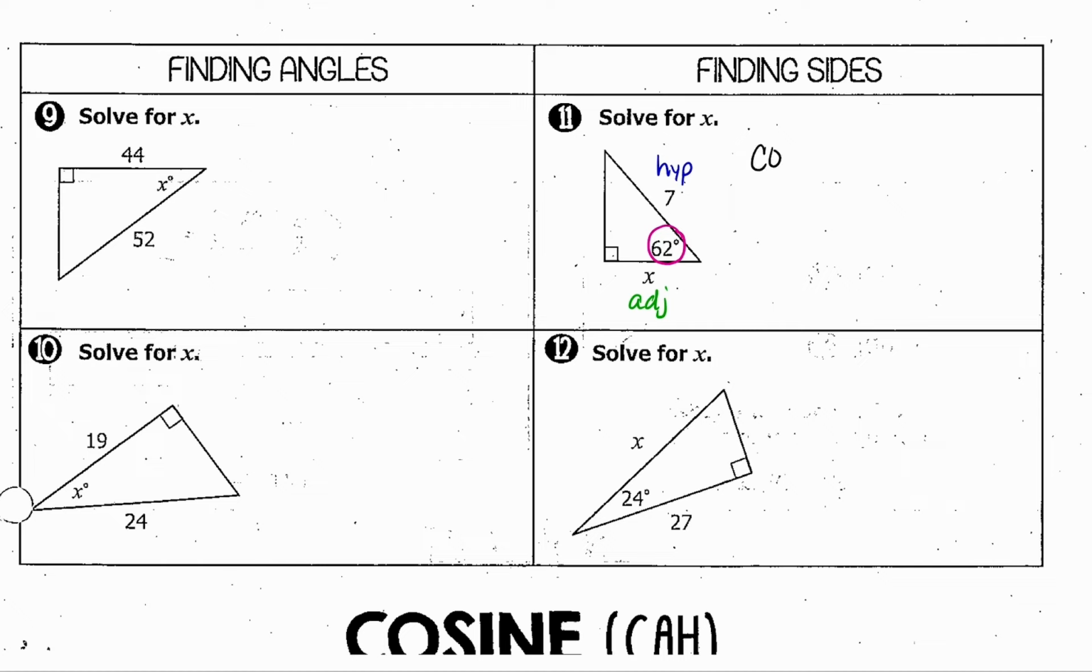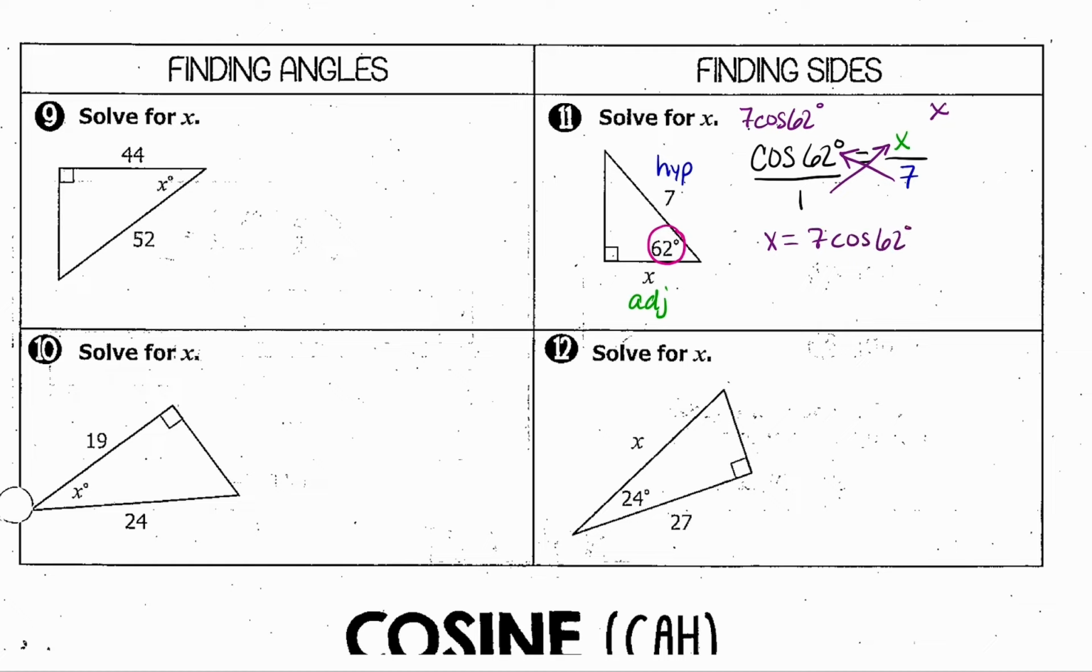So we have cosine of 62 degrees equals, and then we're going to put our adjacent side, which is x, and our hypotenuse, which is 7. We can put a 1 underneath of cosine of 62, which allows us to cross multiply. We have x on this side, and we have 7 times the cosine of 62 on that side. So x equals 7 times the cosine of 62.